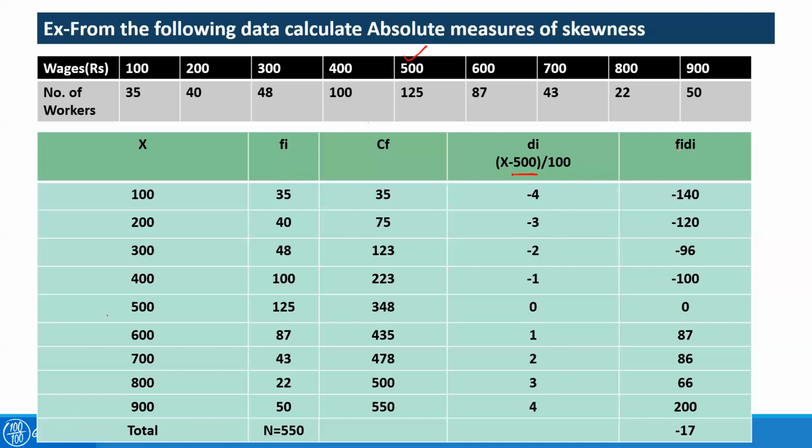Now I'll calculate fi into di. fi is your frequency. So 35 into minus 4 is minus 140. 14 into minus 3 is minus 120. 48 into minus 2 is minus 96. And I have calculated and added the values. So this will come as summation of fi di, that is equal to minus 17. Let's just continue the sum.